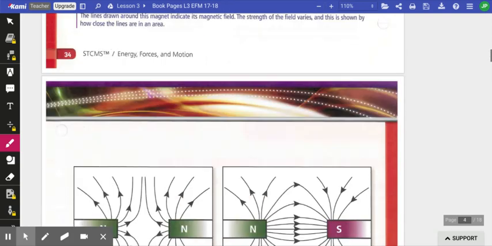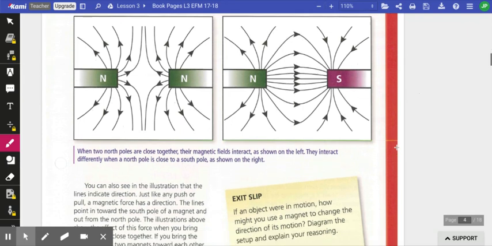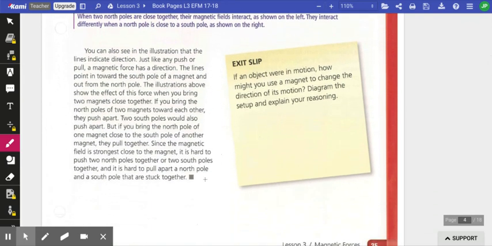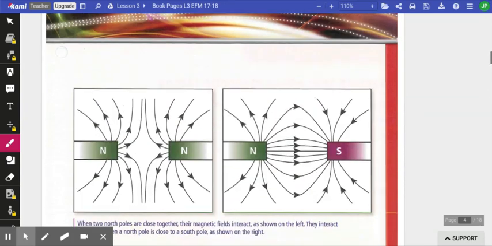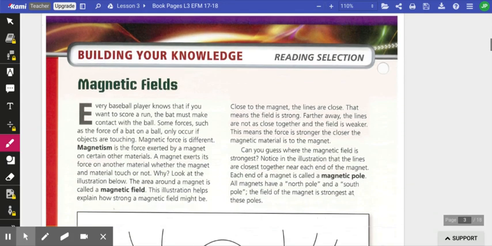I'll continue to scroll down until I get to the next image, and then I'll read the caption in blue. When two north poles are close together, the magnetic fields interact. As shown to the left, they interact differently when a north pole is close to a south pole, as shown to the right. I'll continue to scroll down, and I see this gray box here that tells me it's the end of the text. So that concludes the pre-reading strategy, and now we'll begin to read.